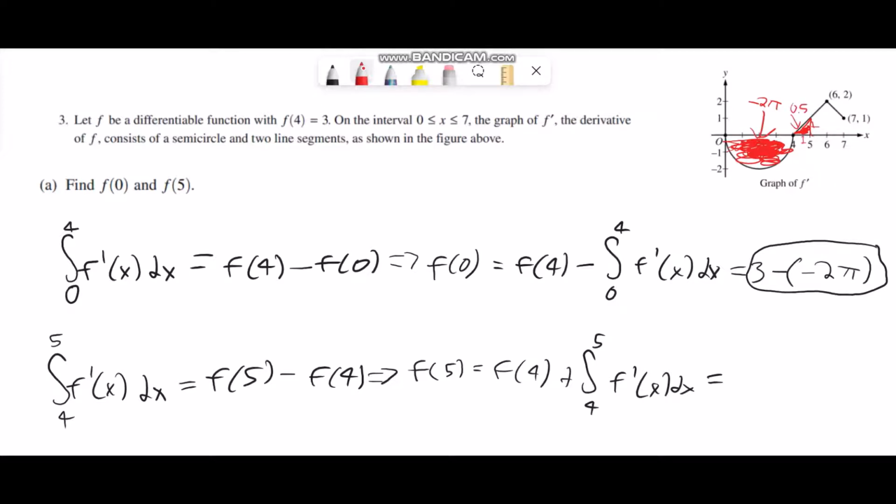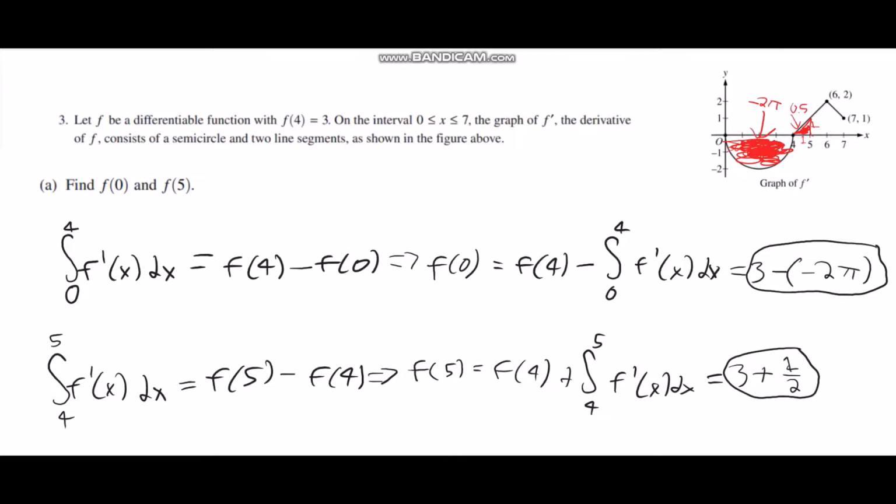All right, so now we can get our f of 5. So we know that f of 5 is equal to f of 4 plus this area. And we know that f of 4 is 3. So this is going to be 3 plus the integral, which we just worked out is 1/2. And here is our f of 5. And we're done with part A.